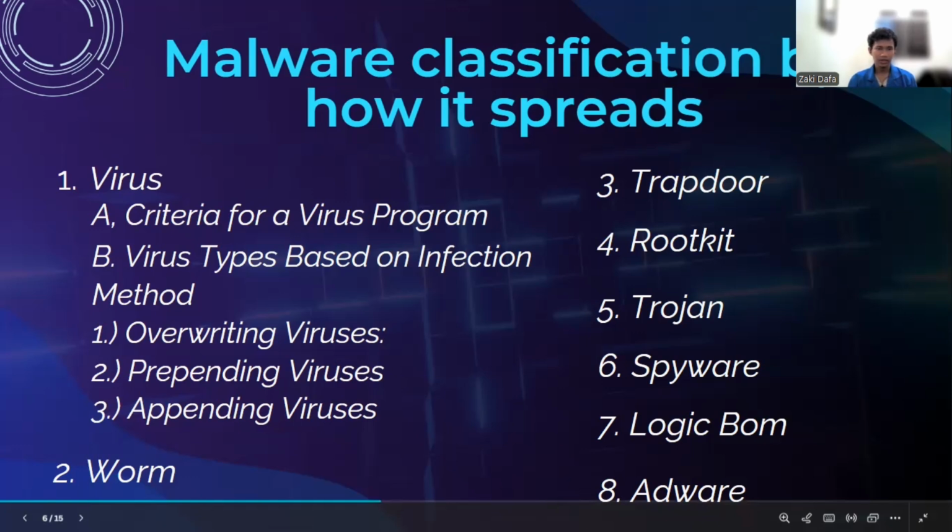Okay, we have the criteria of a virus program. The first is the ability to replicate, so the virus can self-replicate. The second is the ability to conceal itself. The virus can hide. Three, the ability to manipulate the system. And the last, the ability to damage other programs.